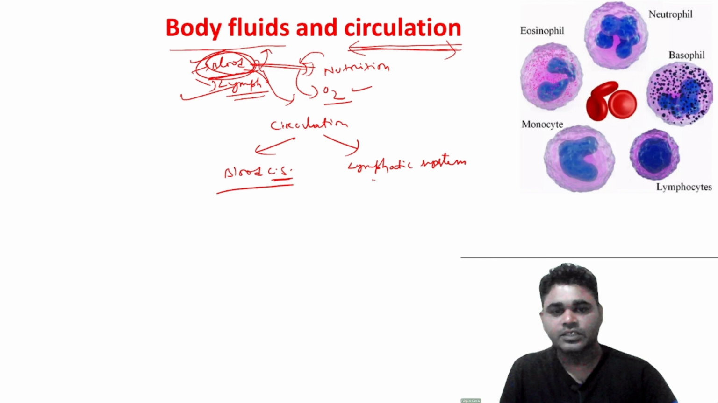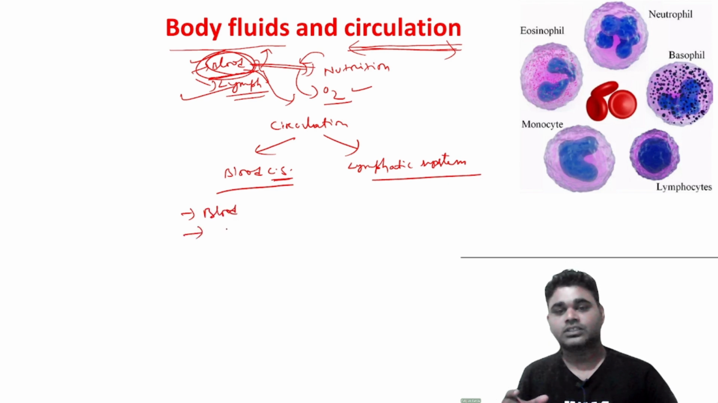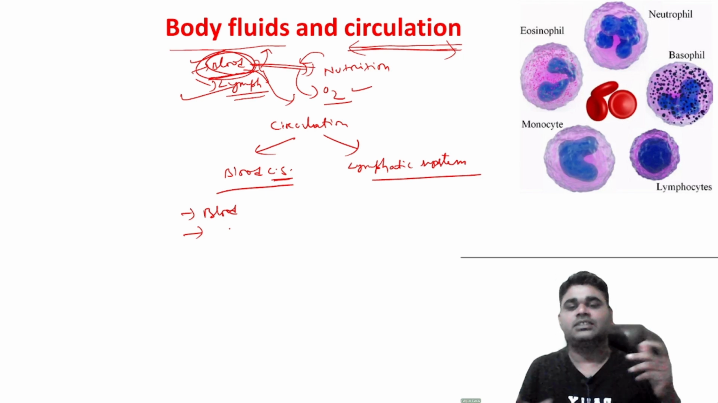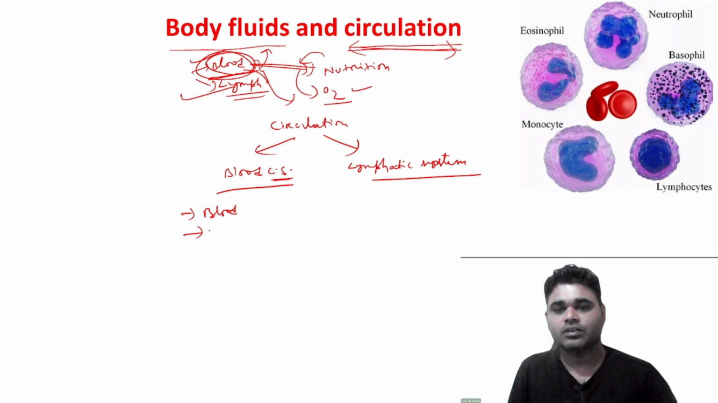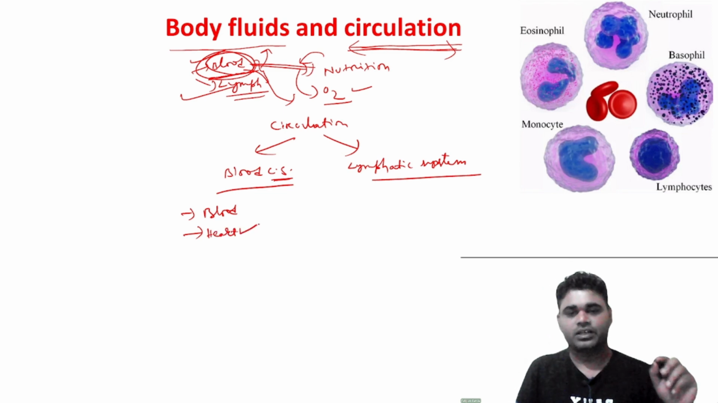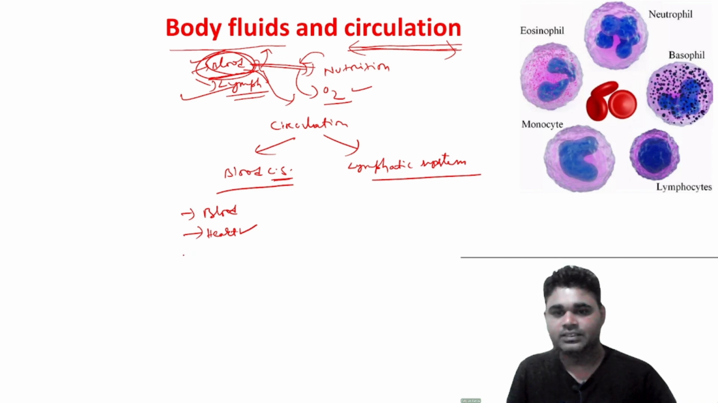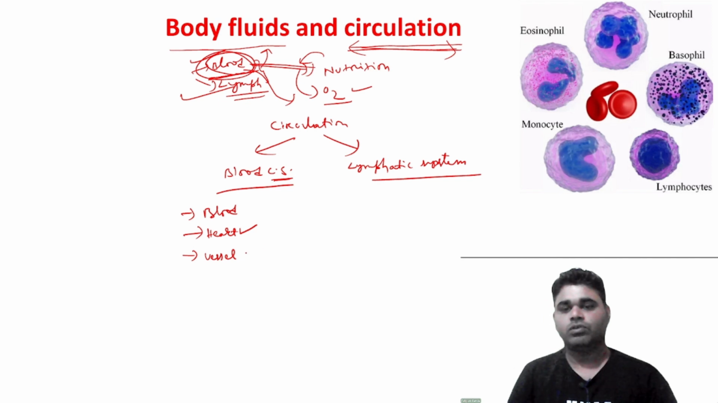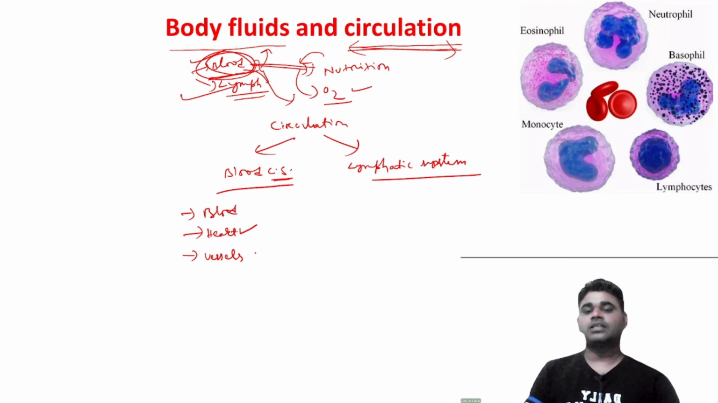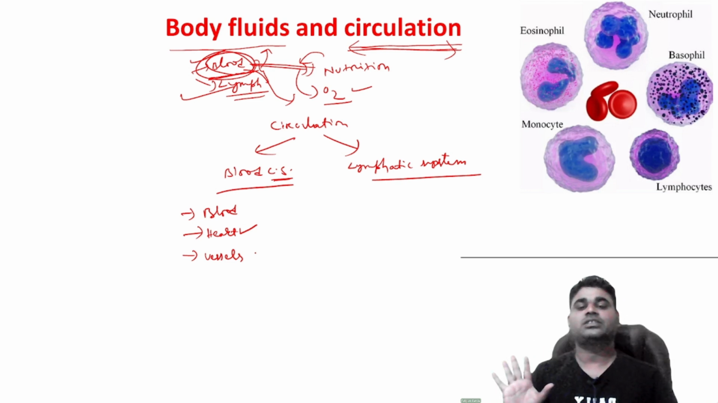Now the blood circulatory system includes blood, of course. Next, in the blood circulatory system, a major organ is required, and that is called the pumping organ, or you can simply say the heart, which is most important. Besides the blood and the heart, one other thing is required, and that is the vessels. In our body there are different types of vessels. Mainly three types of vessels are present.